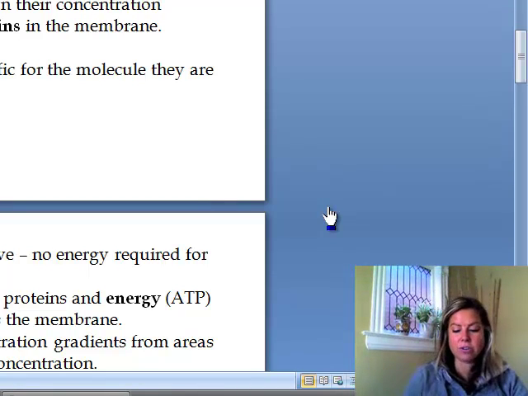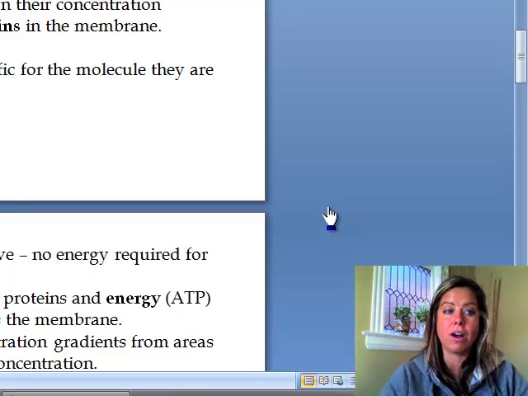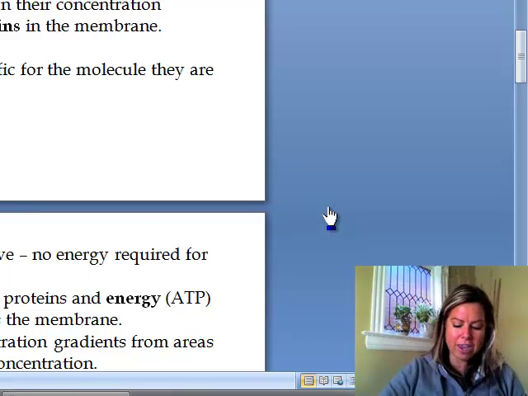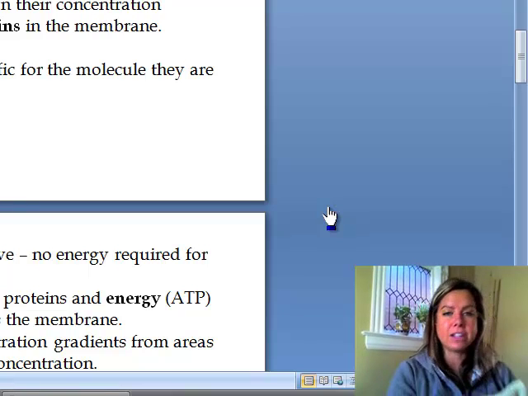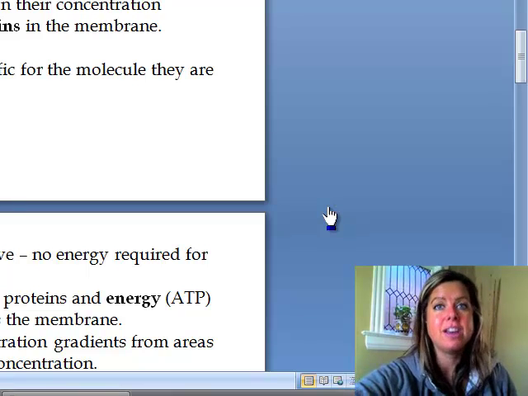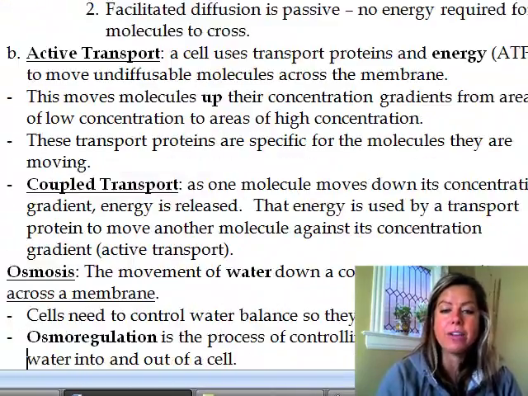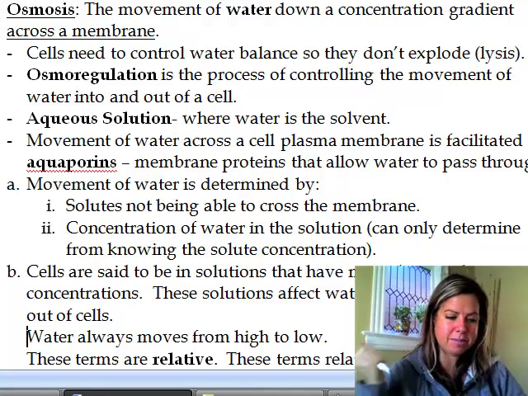Now, the thing is, those proteins are specific for whatever molecule they're trying to get to go across the membrane. That makes sense, right? I mean, it's just like your friend, right? You can't just ask anybody, hey, can you help me get in? They're going to be like, well, I don't care, whatever, right? So facilitated diffusion is still passive, though, because we haven't used any energy. You are still going from high to low. Okay. Now, the other type of transport that we're going to talk about is active transport.